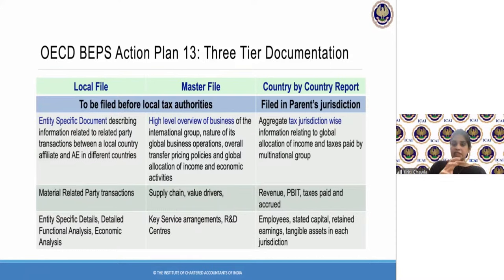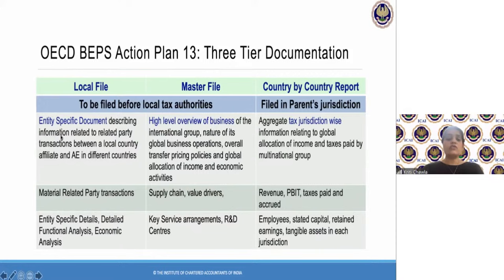The USA entity, with the USA tax authorities, will file their own Form 3CEB and their own TP study. The UK entity in their own UK jurisdiction will file their own Form 3CEB and their TP study. Similarly, the South African entity in South Africa will file their own kind of Form 3CEB and their own TP study. So that is basically called a local file for each entity, and each entity will have to file this local file in their own local jurisdiction with the local tax authorities.